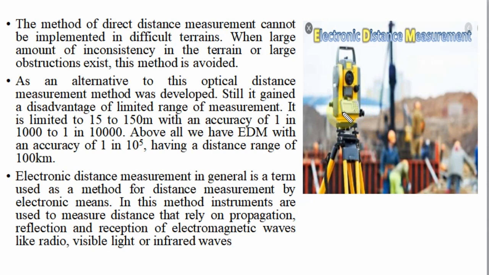The method of direct distance measurement cannot be implemented in difficult terrain, when there is a large amount of inconsistency in the terrain or large obstructions exist. This method is avoided. So, as we know, in case of difficult undulated terrains, our conventional method, that is measuring the length by using the tape, is difficult. So, by using electronic distance measurement, you get the distance directly, as an alternative to optical distance measurement, which was developed.